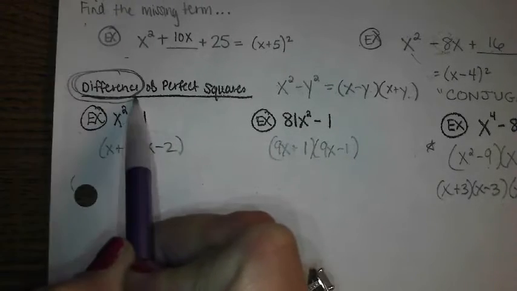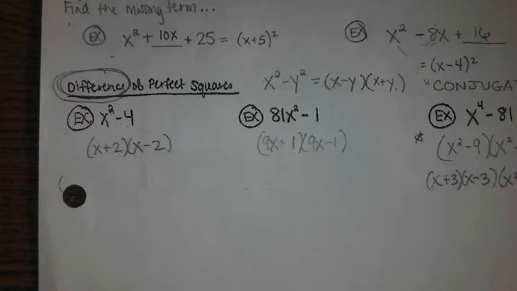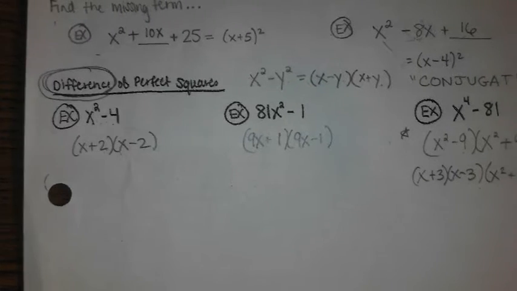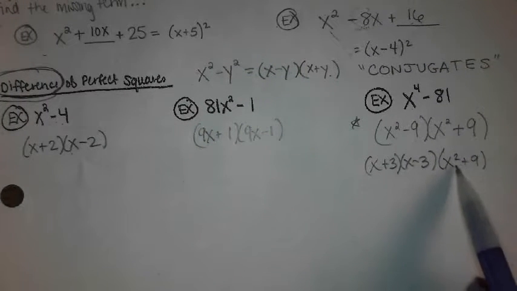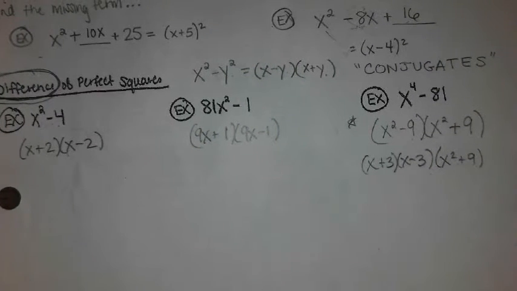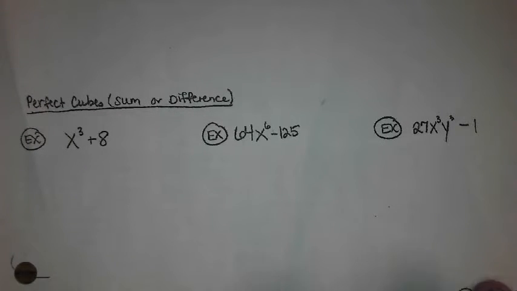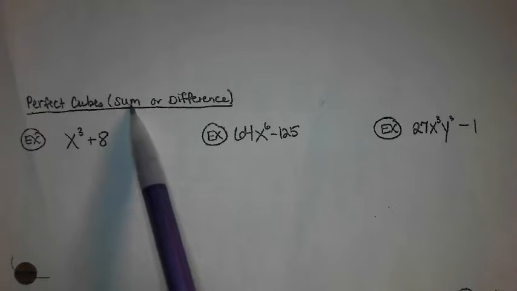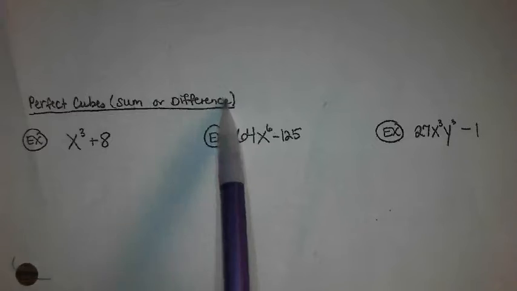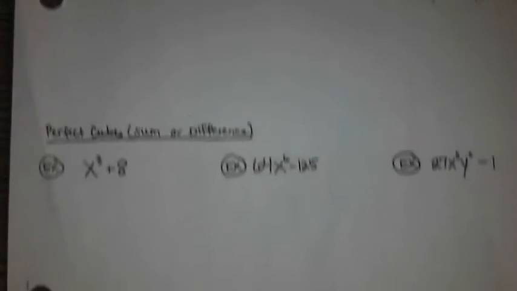Correct. Difference. Correct. Yep. This would be the sum of perfect squares, and that's prime, meaning there are no factors beyond. Good question. Okay? Now, this next one is going to be brand spanking new to you, and this is perfect cubes. And here, the sum works or the difference works, versus here only the difference of perfect squares works.